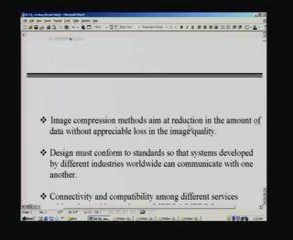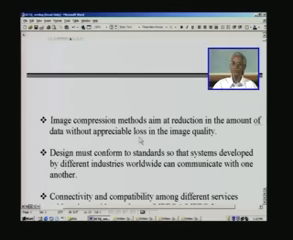So we need to achieve as much compression as possible, so that we can limit the storage as well as bandwidth requirements, but at the same time we should not sacrifice too much image quality. In fact, any compression would involve sacrificing quality. The question is how much we can sacrifice.